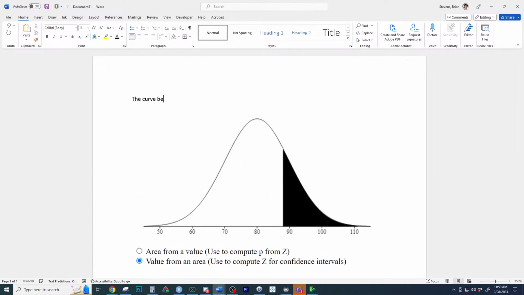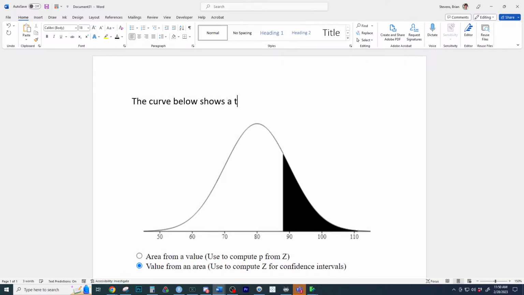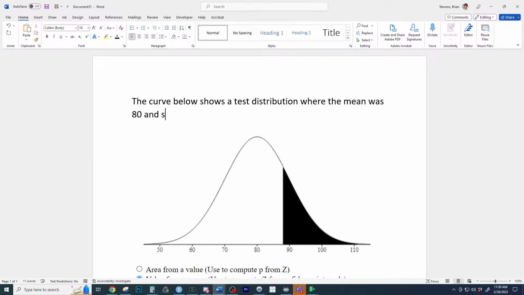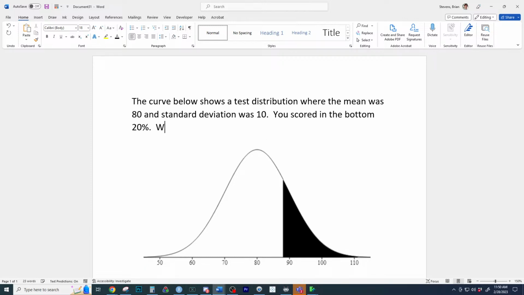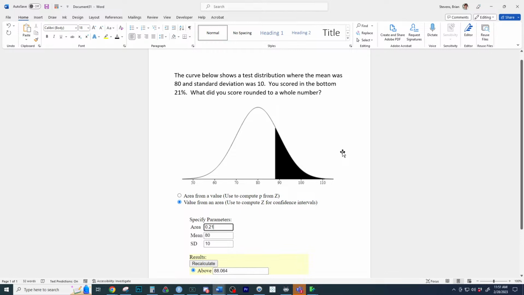The curve below shows a test distribution where the mean was 80 and standard deviation was 10. You scored in the bottom 21 percent. What did you score rounded to a whole number? Who can do this one really super quick? A bottom 21%. Can anyone do this one super duper quick? Say, how would you do it that quickly?